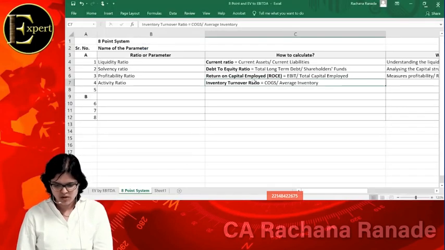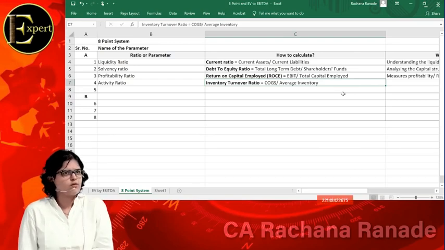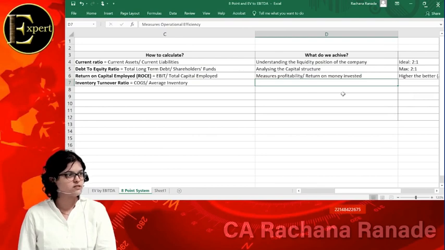So we need not understand how to calculate COGS, and it would be more of unnecessary information. That's why I did not take any numerical on this. Directly I've told you the formula, and we anyways get it ready-made. What do we achieve? We have discussed this today only. What do we achieve?